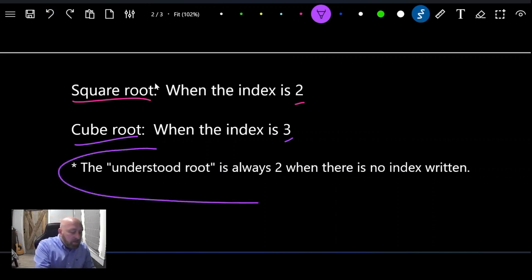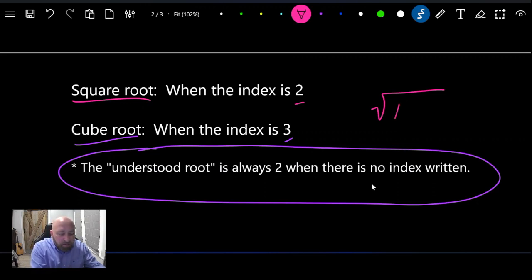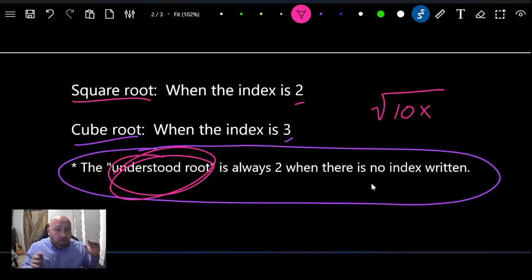There is something else down here that's very, very important, and that is the "understood" root. I put that in quotation marks. It is always 2 when there is no written index. So if I just write a root sign, and let's say I put 10x underneath here, well, that root sign is a square root sign. Why is it a square root sign? Because the understood root, the one that we're like, oh yeah, that is always there, so we don't have to write the 2 right here. It's understood. We've done understood things before, right?